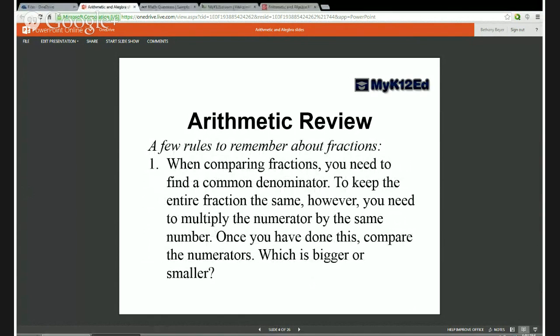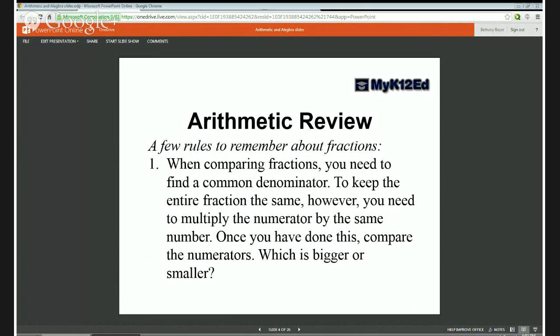So a few things we want to remember about fractions. And again, fractions, it's a pretty basic thing that you probably learned, obviously, a long time ago in math class. A lot of the ACT problems are not going to be just fractions, but fractions will be involved in a larger problem with several steps. So you still always want to remember the rules when dealing with fractions.